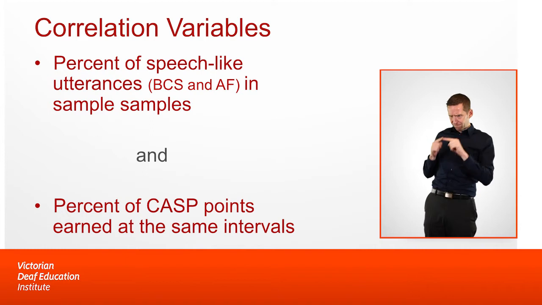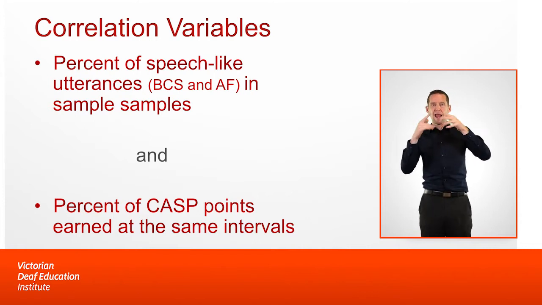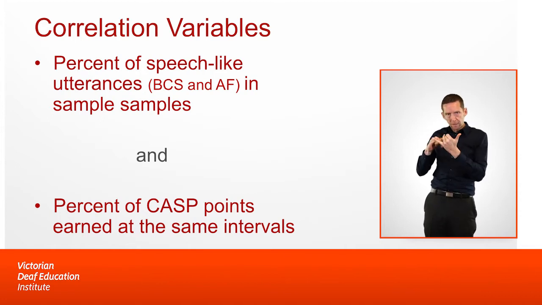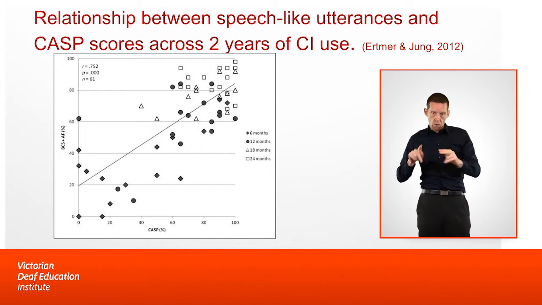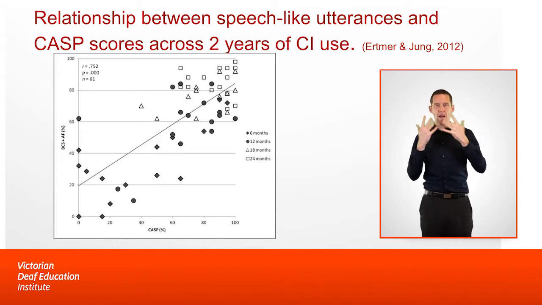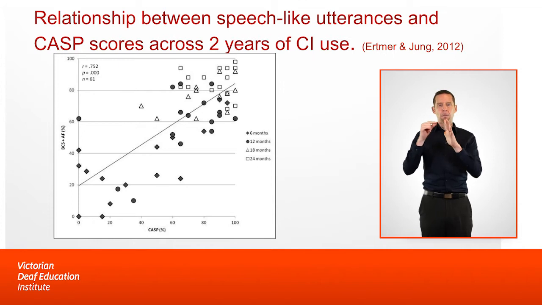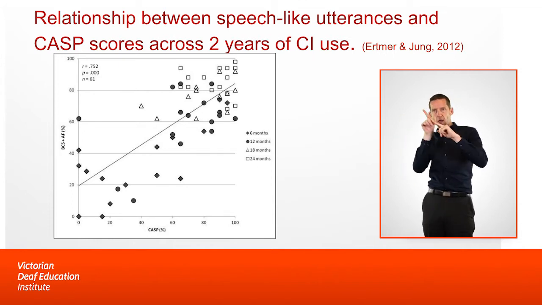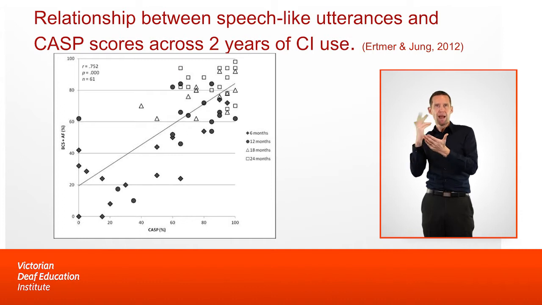And we looked at correlational variables. So that was the percent of speech-like utterances, the BCS and the AF, in the speech samples, and the percent of CASP points earned at the same interval. And so here you see a scatter plot of the outcomes of this study. Here we have the speech sample BCS plus AF. So what percent of the child's sample at each interval belonged in that category as speech-like. And here we have the CASP percent scores. And then at each data point is where they intersect at each interval. So the black diamonds represent 6 months, the black circles 12 months, the open triangles represent 18 months, and the open squares were 24 months.